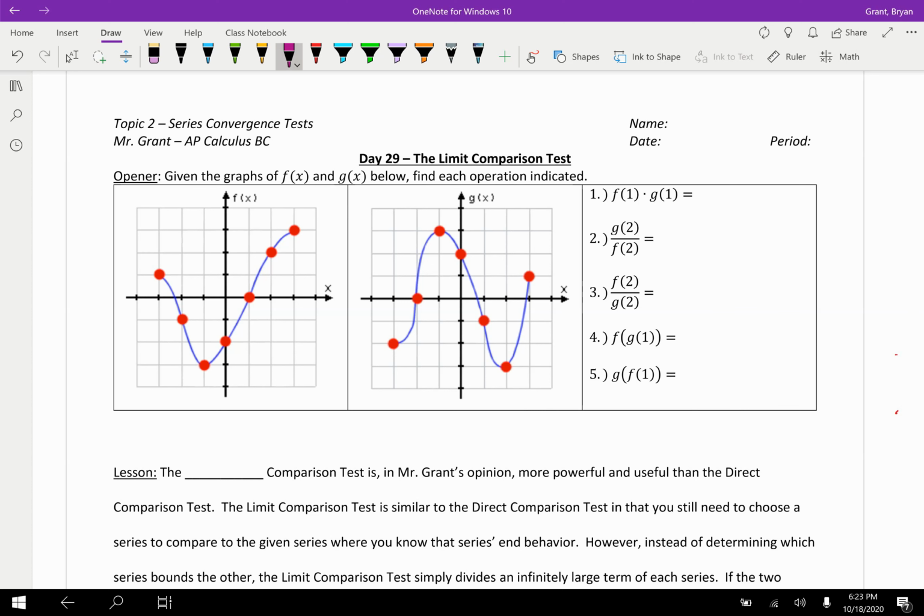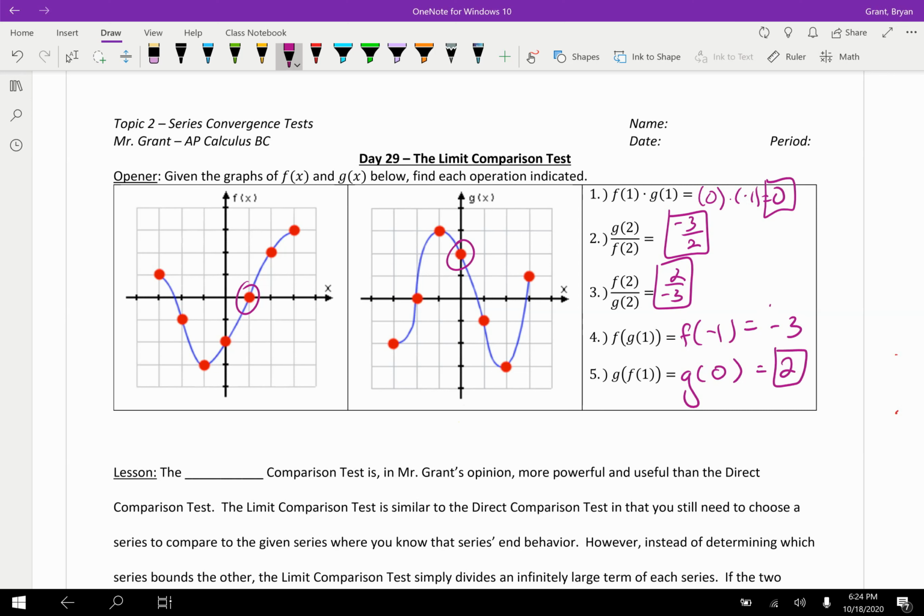Okay, hopefully you went through here. I can run through these very quickly. There's nothing too bad. F of 1 times g of 1 looks to me like 0 times negative 1, which is 0. We have g of 2 divided by f of 2, which no need to simplify there. F of 2 divided by g of 2, I can do that one, no problem. F of g of 1, so let's see, we need to find g of 1 first. It's negative 1, and then f of negative 1 is negative 3. And then last but not least, f of 1 is 0, and g of 0 is 2. Awesome. Nothing too terrible there.